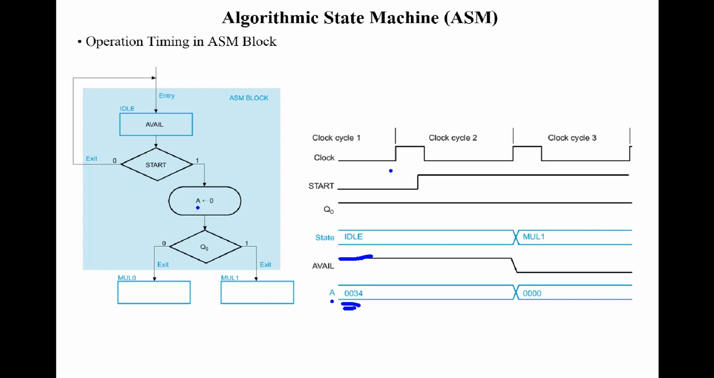So now the clock ticks here, start is 0. That means it goes to state idle again. The state is still idle after this clock tick. And now if start changes to 1, at this clock tick, start is 1 and Q0 is 1, so it goes to here, right?